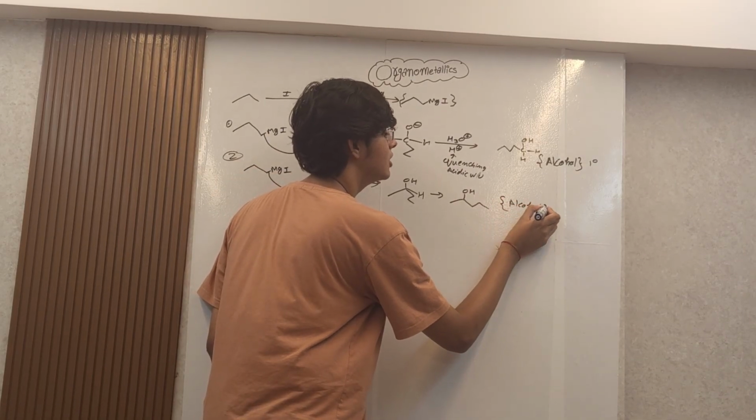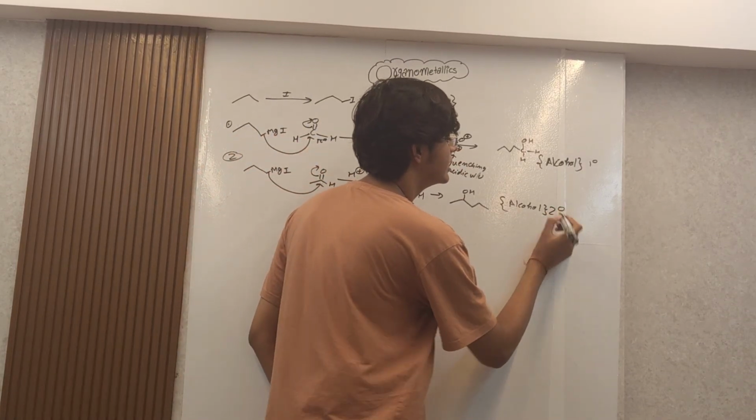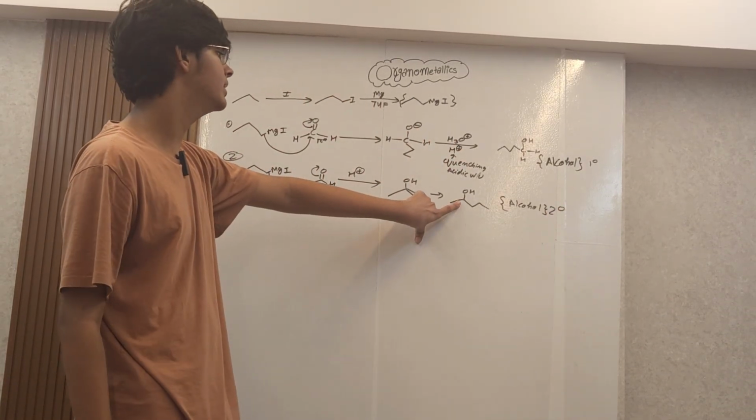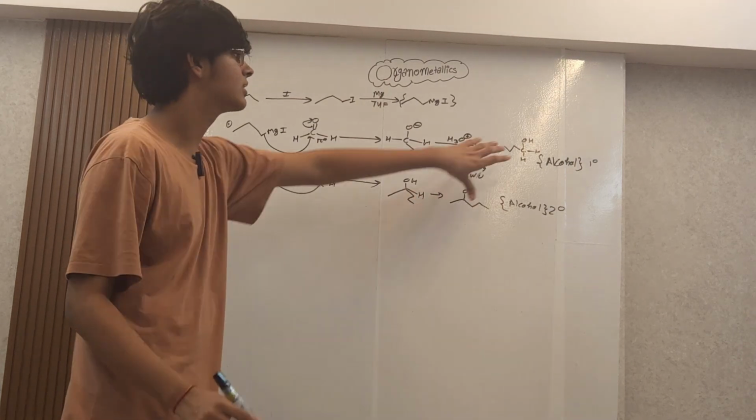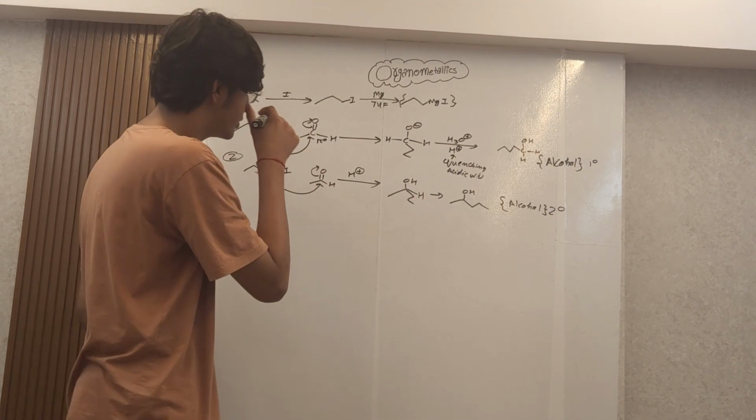But do you know why this alcohol is different? Because it is a 2 degree alcohol. Why is it 2 degree? The carbon that it is attached to has 2 carbons attached to it. So it is a 2 degree alcohol.